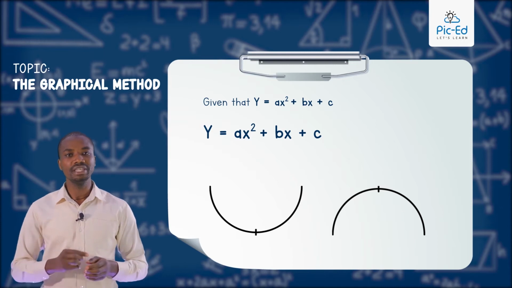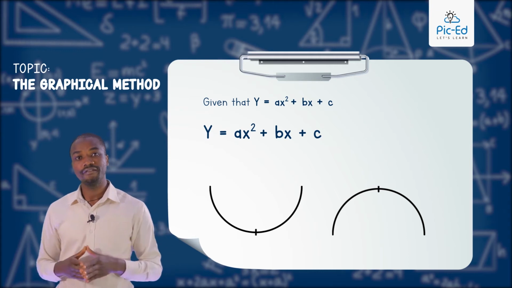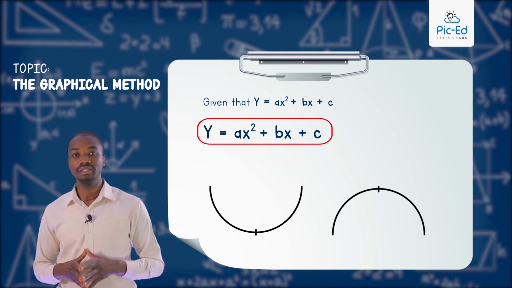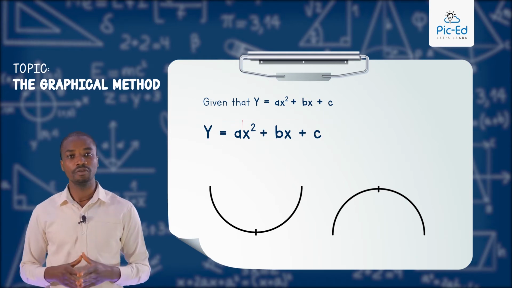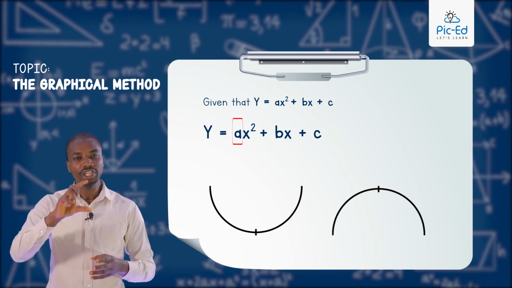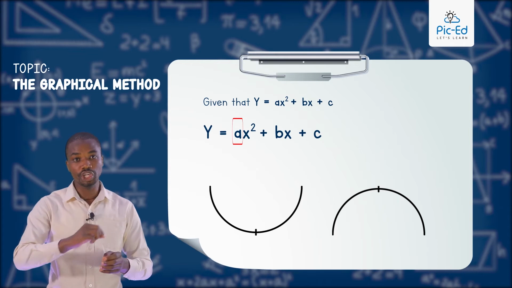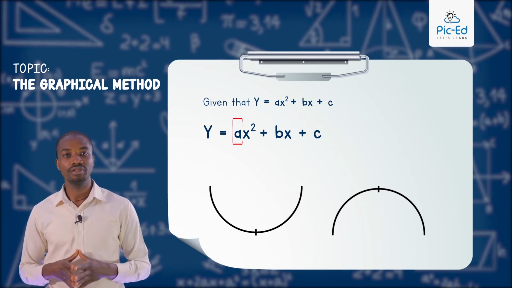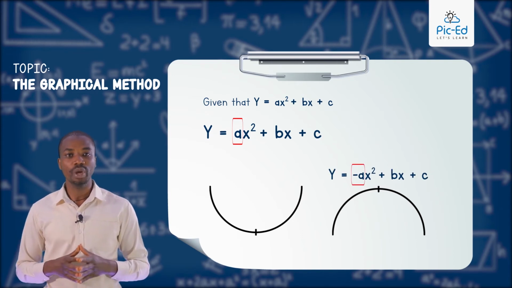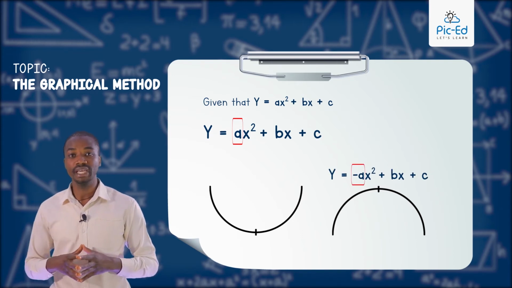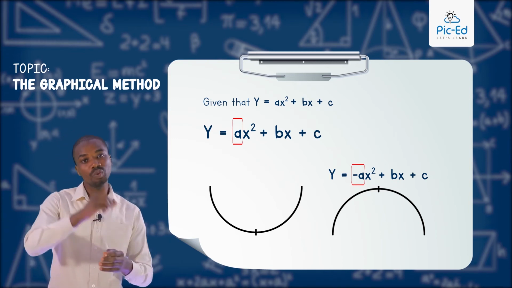What determines the U-shape and what determines the N-shape? We go back to our function y is equal to ax squared plus bx plus c, and we analyze the coefficient of x squared. When the coefficient of x squared is positive, we should always expect to get a U-shaped curve, and in mathematics we call this a minimum curve. When the coefficient of x squared is negative, we should expect to get an N-shaped curve, or sometimes we say this one is mountain-shaped.